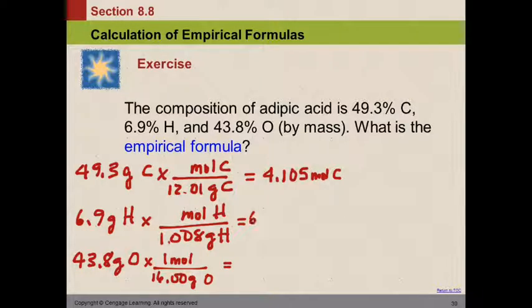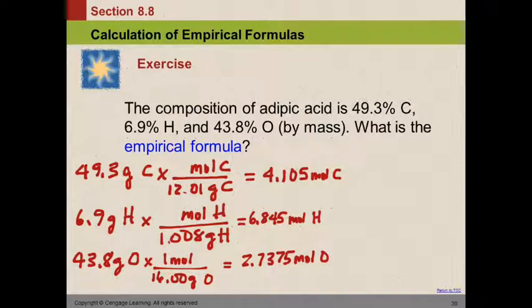Hydrogen ends up being 6.845 moles. I mean, if you want to, you can write down all the digits that your calculator gave you. You don't have to, but it won't hurt here, because we always round off at the end, and here there's going to be nothing to round off. I'm just going to write all of that because that's all it showed me. That's kind of big. 2.737 moles of oxygen.